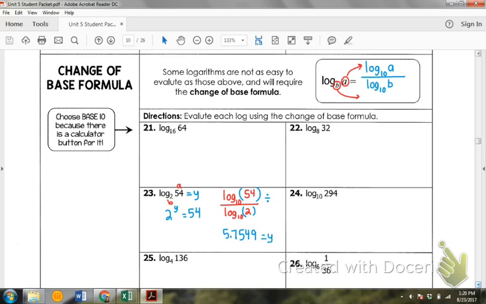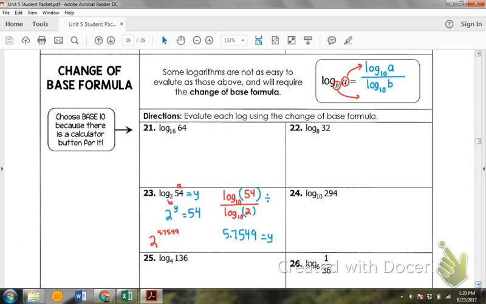What I'd like you to do now, in your calculator, take 2 raised to the 5.7549 and see what you come up with. What number are you getting? 54.00. One person says 54. Are you guys getting 54.0000? Yep. Now, is there any way you would have come up with 5.7549 on your own? Absolutely not, right? Not even I, who has a degree in math, would have come up with that on my own. That's why this change of base formula is helpful. So that when you can't find what the bases are, you can use this change of base formula, all right?